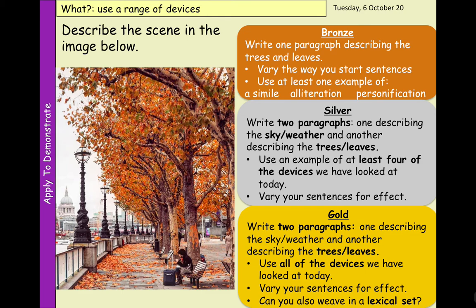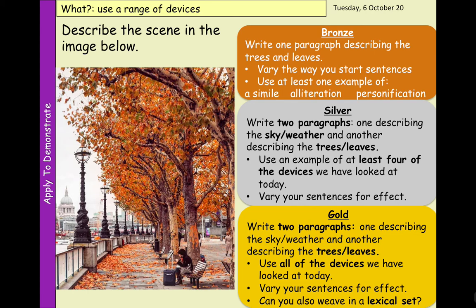And for gold, write 2 paragraphs. And for that, I will give you the freedom, if you feel very confident, to describe the sky and weather and then the trees and leaves. But if you'd rather describe another aspect, maybe whatever's happening down on the ground here with the benches, or the character, remember, it's not a story, you're just describing. There's not going to be a huge event unfolding that this character gets involved in with loads of dialogue. But if you want to branch out and be a bit more creative and go off on your own, or maybe describe the buildings, you can do that.